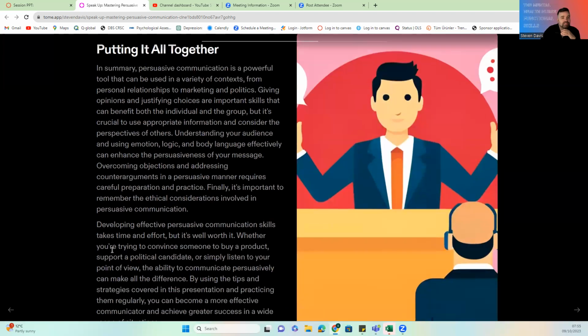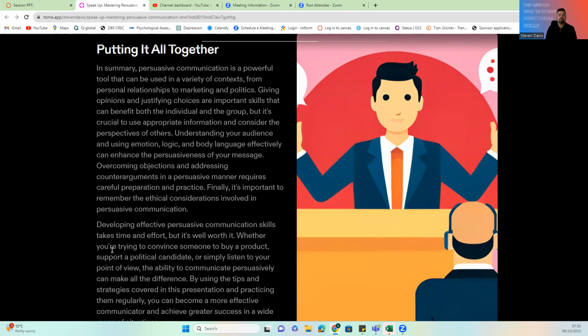Putting this all together, in summary, persuasive communication is a powerful tool. It can be used in a variety of contexts, from personal relationships to marketing and politics. Giving opinions and justifying choices are important skills and can benefit both the individual and groups. But it's crucial to use appropriate information and to consider the perspectives of others.